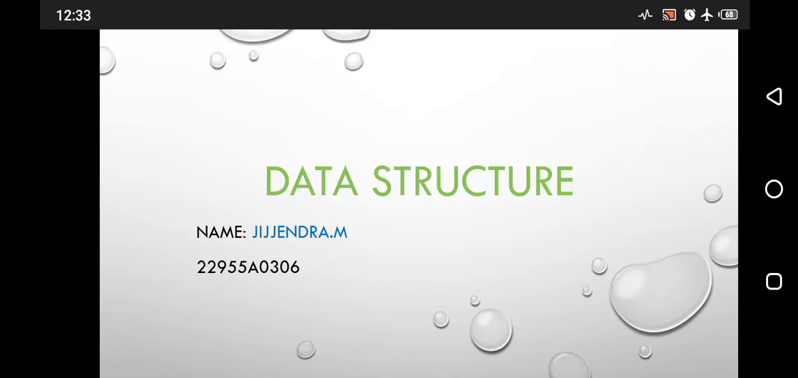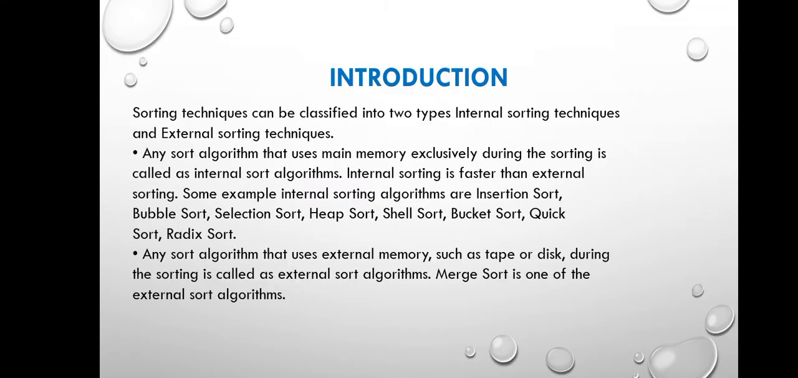Data structure: internal sorting. Introduction. Sorting techniques can be classified into two types: internal sorting techniques and external sorting techniques.